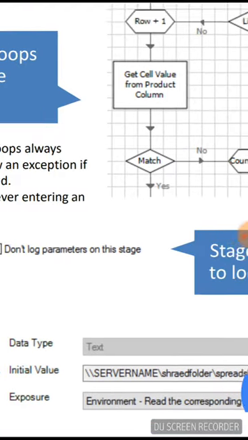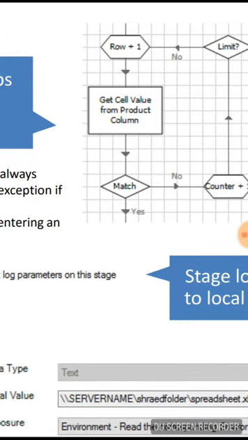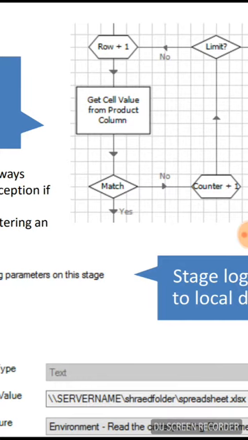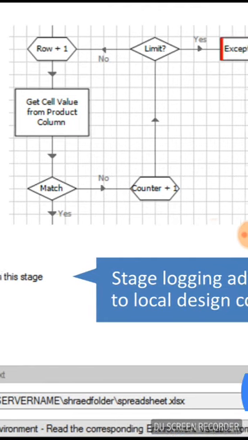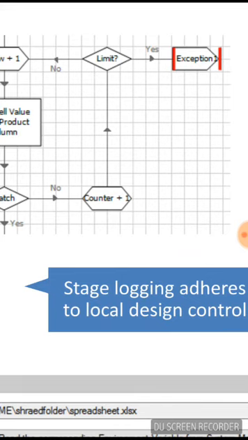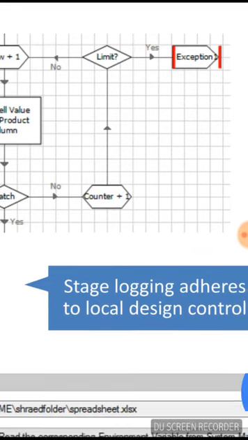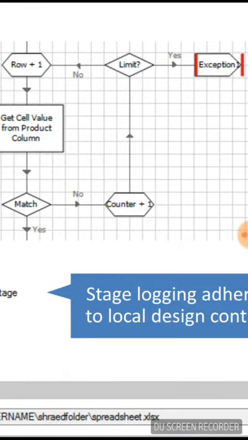Here is an example, you can see you are creating the cell value of the product column and you are checking with the match, and you are going with the counter. If you are going with the counter, then you are checking with the limit. If the limit is exceeded, then it goes to the exception. If you are not using a counter, it will not exit the loop, it will run an infinite loop. So manufacture loops always with a counter is very important for the loop conditions whenever you are using them.